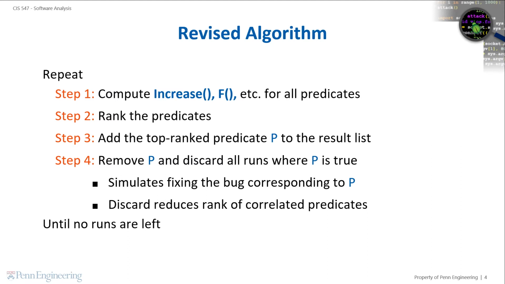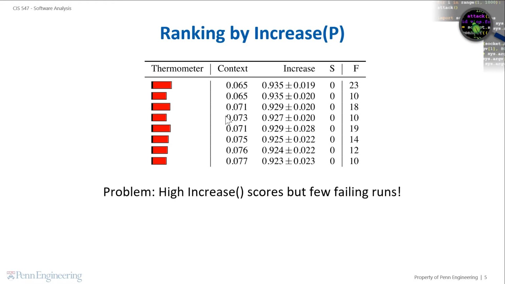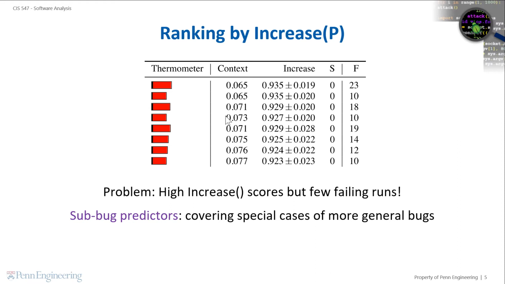There's one more problem we'll need to overcome: picking the right way of ranking predicates in step 2. One strategy is to rank the predicates by the increase metric. While this does give us predicates with high increase scores, it tends to give us predicates that explain relatively few failing runs. We call these types of predicates sub-bug predictors because each of them tends to predict a special case of a more general bug.